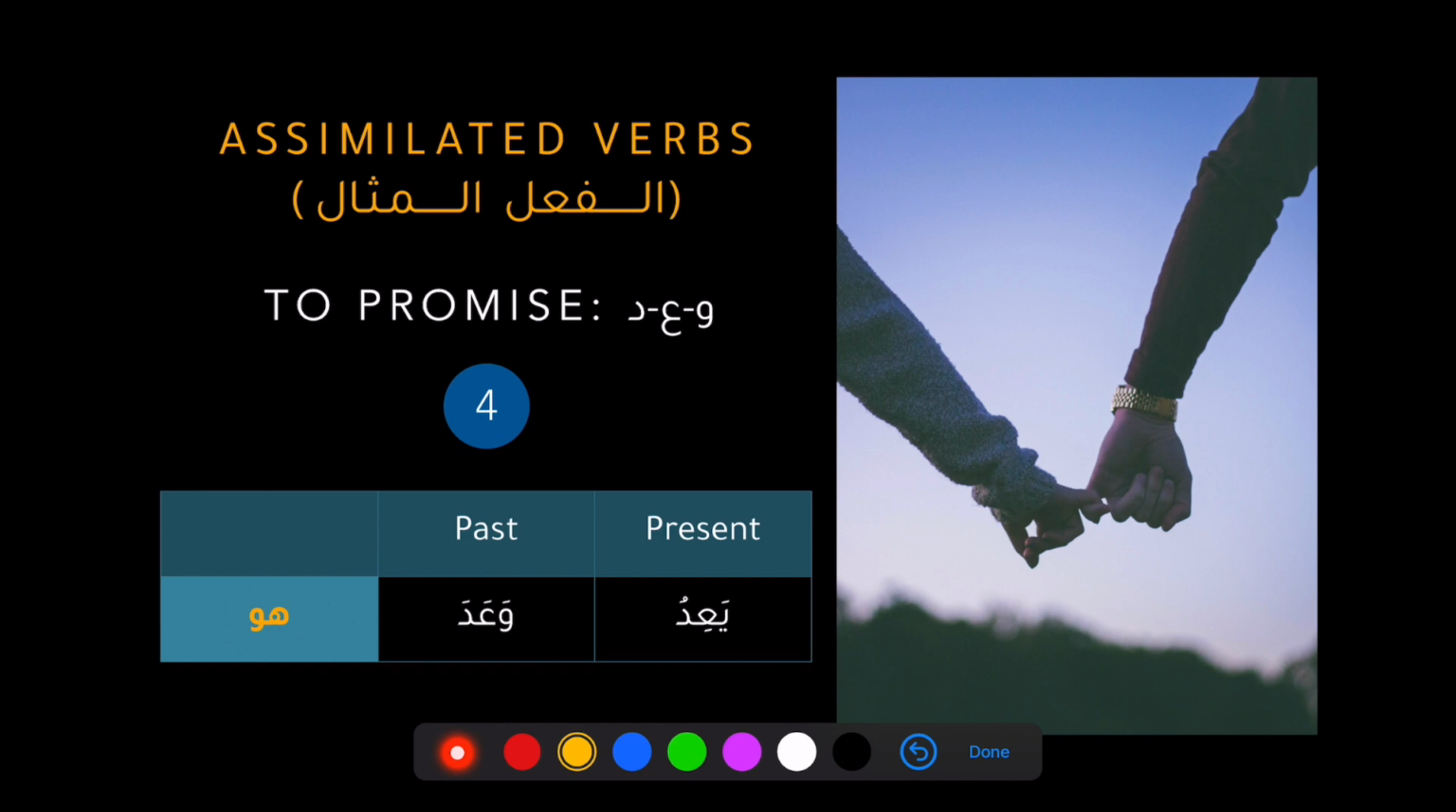We've made it to the final category of weak verbs, which are the assimilated verbs. These are verbs with a waw in the first radical. This category has some obscure corner cases, but we're not going to worry about those. Most of the time, the initial waw is dropped and the verb follows a pretty standard pattern. Today we're going to conjugate the verb wa'ada ya'idu, which means to promise. I promise this lesson is almost done.